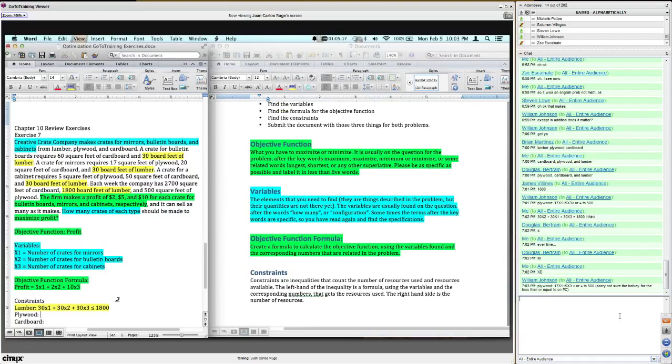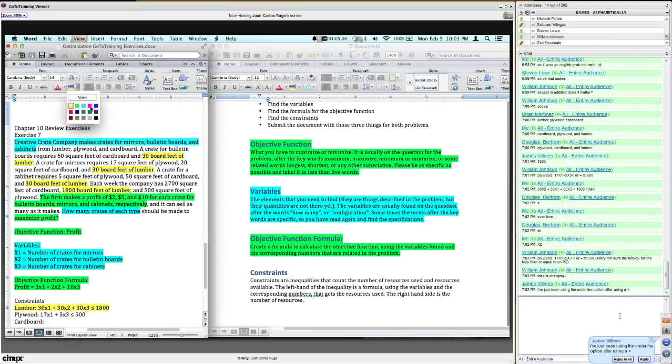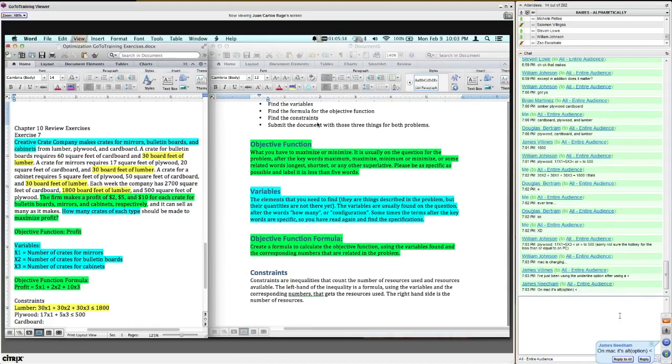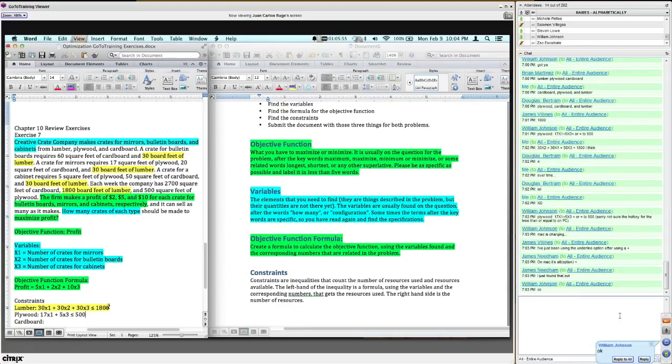Sorry about it. So yes, this is going to be 17x1 plus 5x3. This is going to be less than or equal to 500, and it goes in purple. But you know what, William? Don't say or, just say the less than, and then use the equal sign immediately afterwards. So for plywood, we have crates for mirrors, which is X1, 17 square feet of plywood. And we need 5 square feet of plywood for cabinets. So cabinets is X3, so this is 5X3, and we have 500 available.